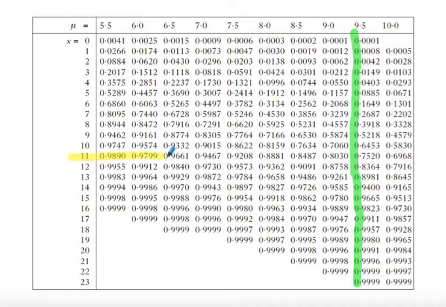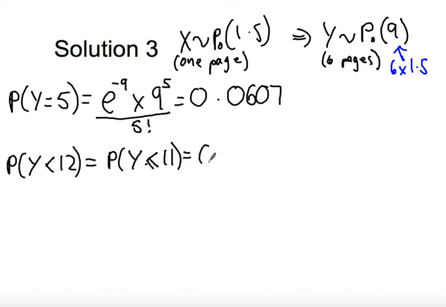So coming across and just reading, what do we get? And we get 0.8030.